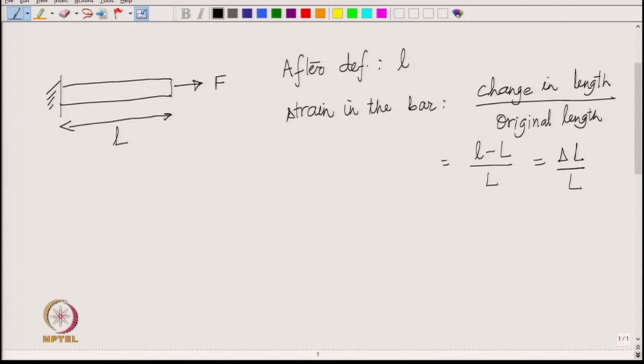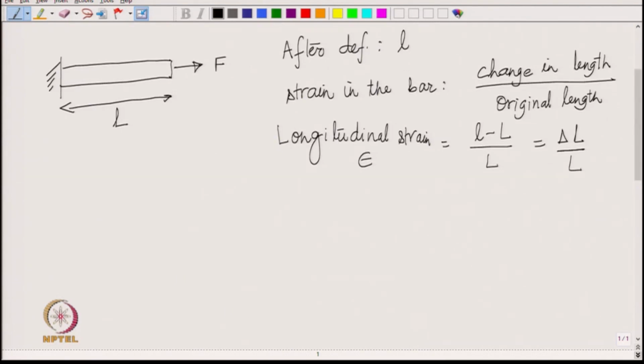Okay. So, I think we all have learnt about this in schools, and this strain is also called longitudinal strain, because it is measuring the change in length. So, this is basically longitudinal strain. And it is denoted by epsilon. All right. See, we have only one strain for the whole bar. So, this is kind of global strain for the bar.